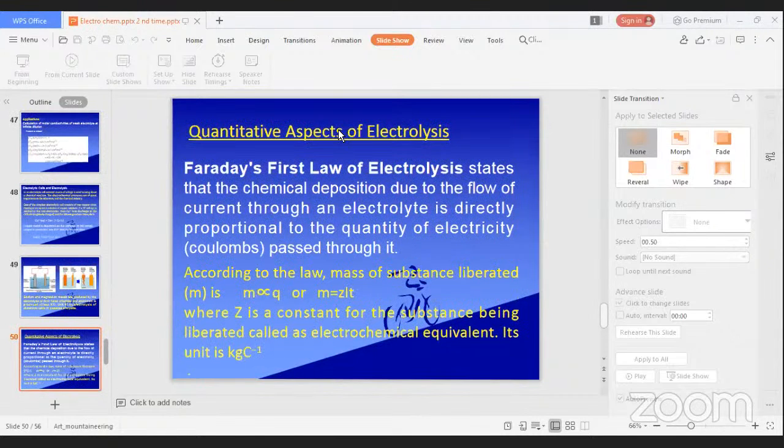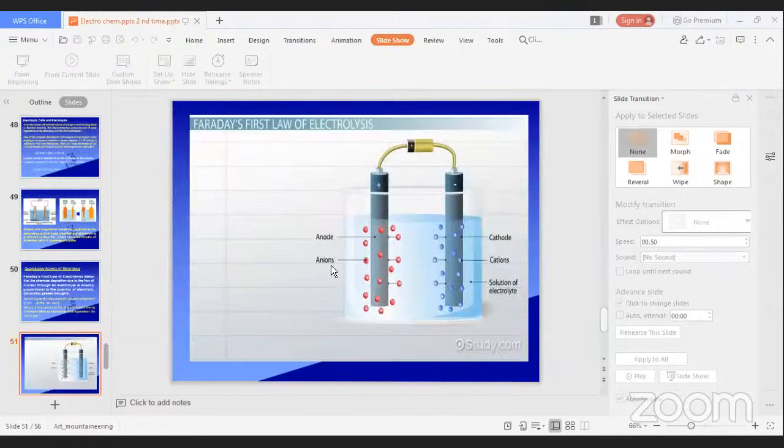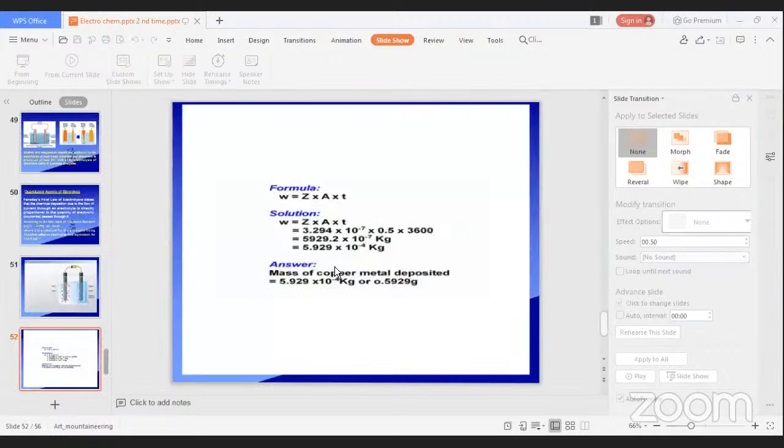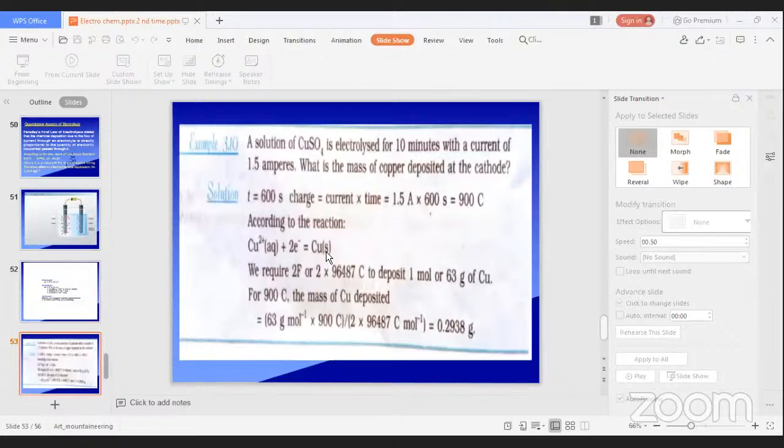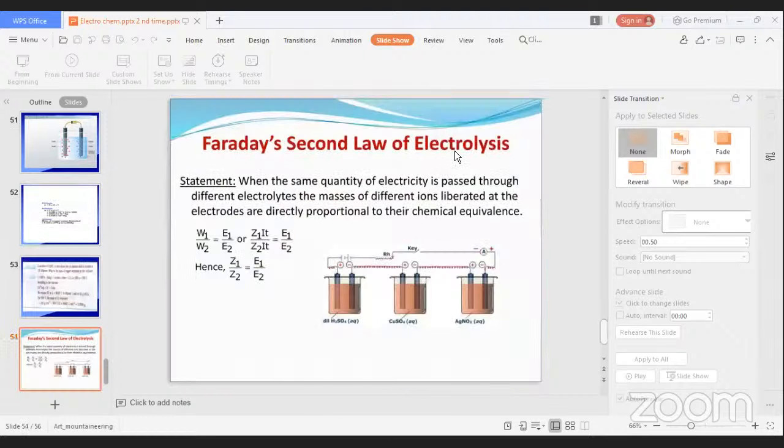The quantitative aspect of electrolysis is two laws: the first law of Faraday and the second law of Faraday. M is directly proportional to Q. This is the first law of Faraday. This picture indicates Faraday's first law. This is one of the numericals regarding Faraday's first law. Simply we are calculating the weight of the substance depositing. Here also we are calculating the weight of the substance, but by using Faraday's second law, which depends upon the equivalent weight. That is the major difference between Faraday's first law and second law.